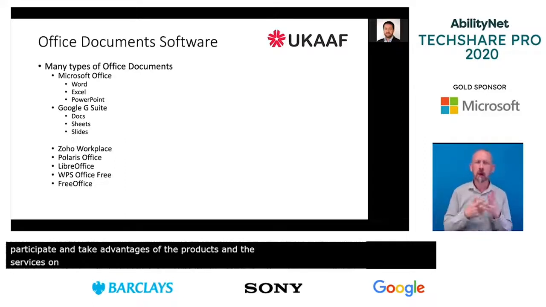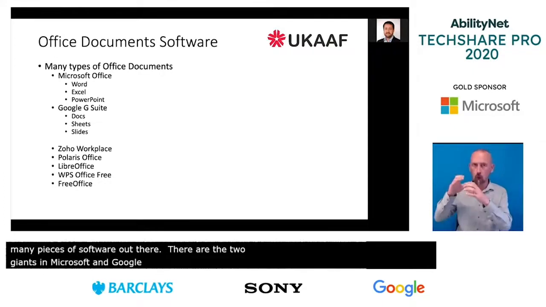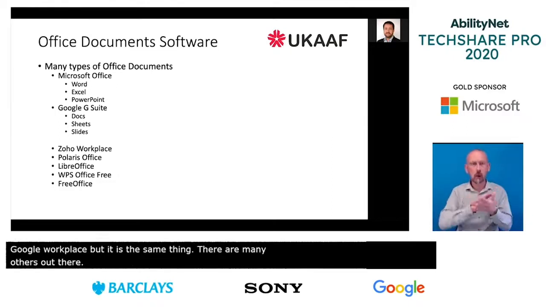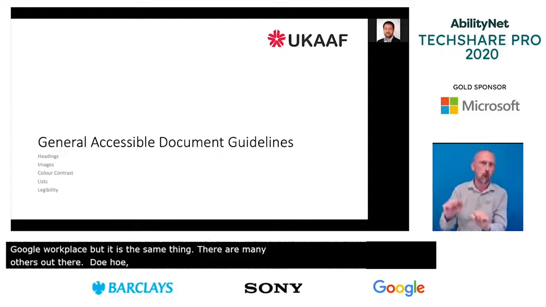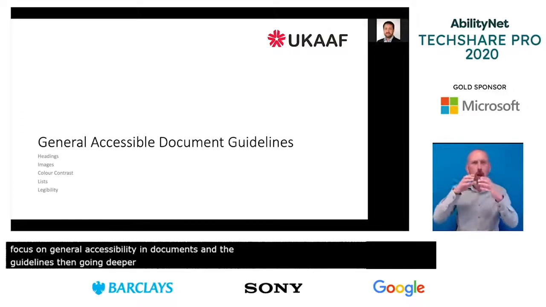There are many pieces of software out there. There's the two giants in Microsoft and Google. And I think Google G Suite is just renaming to Google Workplace, but it's the same thing. But there are also other document software out there, Zoho, Polaris, LibreOffice, and so on, that produce documents of some sort. Today, we're going to focus on a couple of areas. One is general accessibility within documents and go through some guidelines there, but then we'll go deeper into things like Google and Microsoft to see how they may work through their accessibility guidelines.